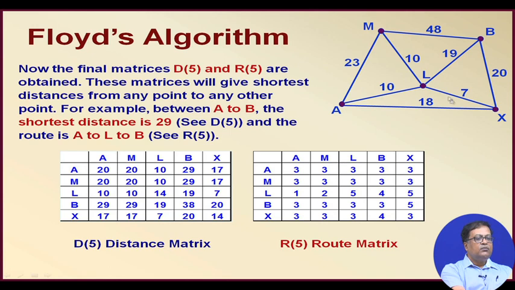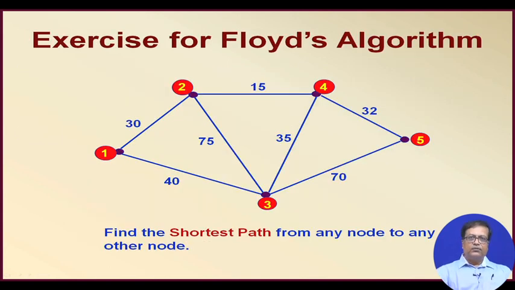Another distance: what is the distance from A to B? A to B is 29 and it is through point number 3. Sorry, what is point number 3? That is L. So, A to B, the shortest distance is A to L and L to B, right. You can study this, and while doing that, please solve this problem also.